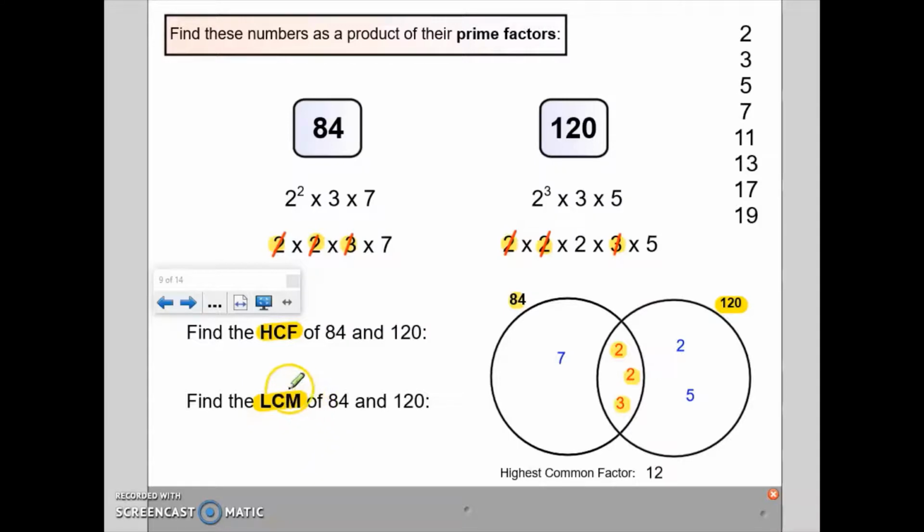To find the lowest common multiple, and remember the lowest common multiple is the lowest number that appears in both the 84 times table and the 120 times table.